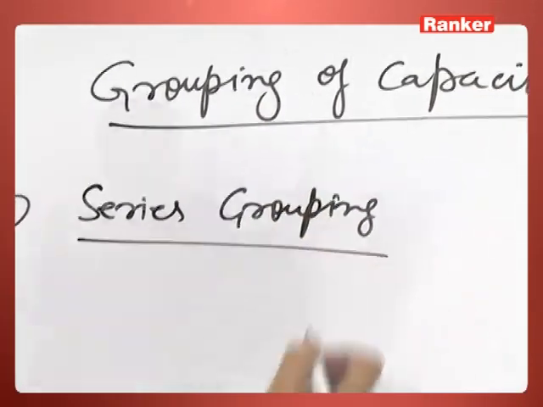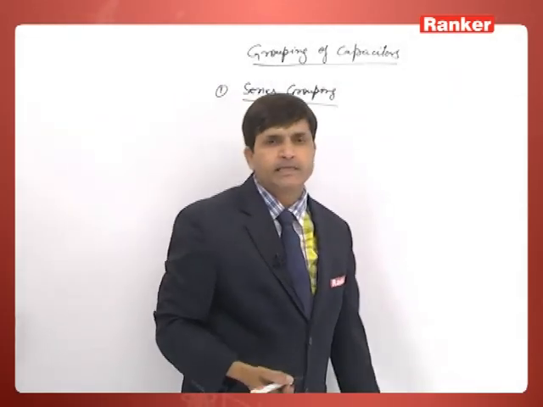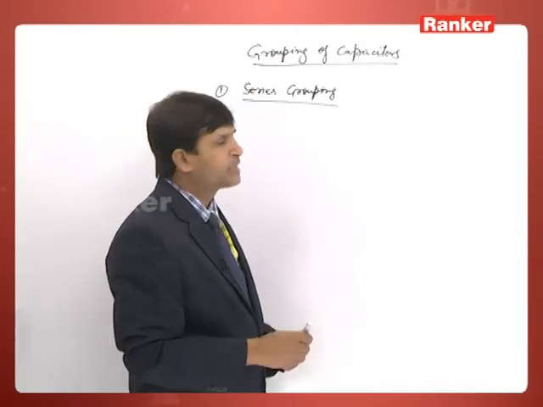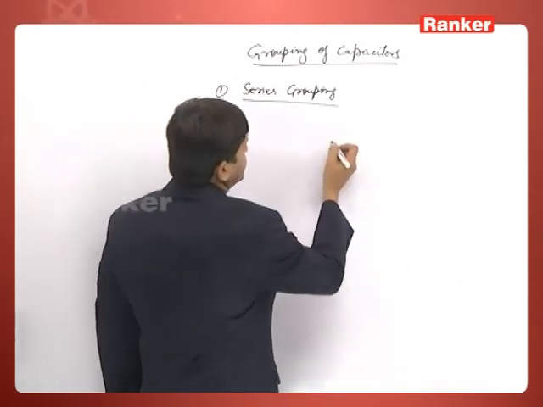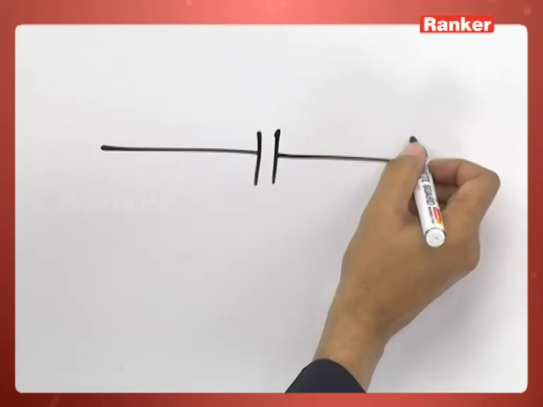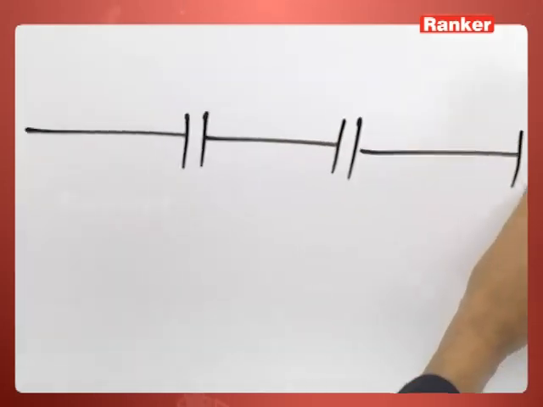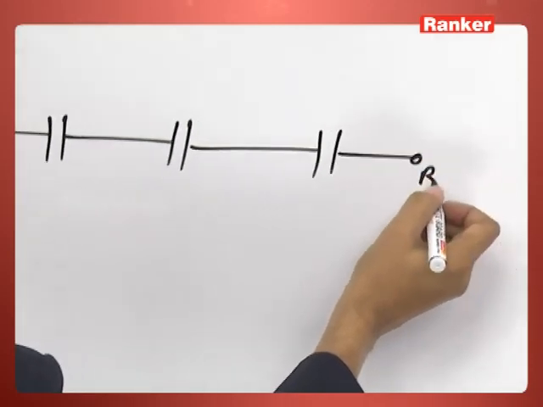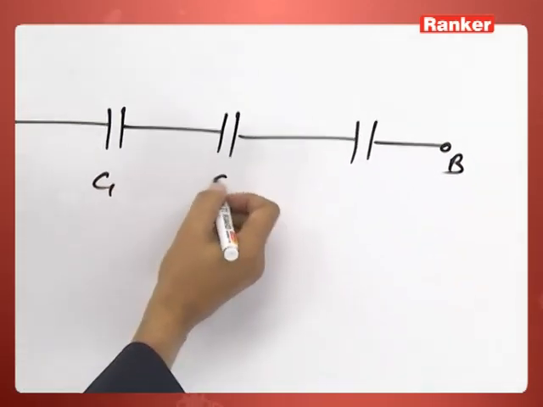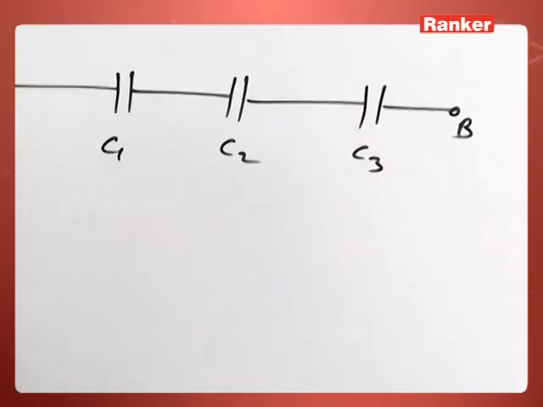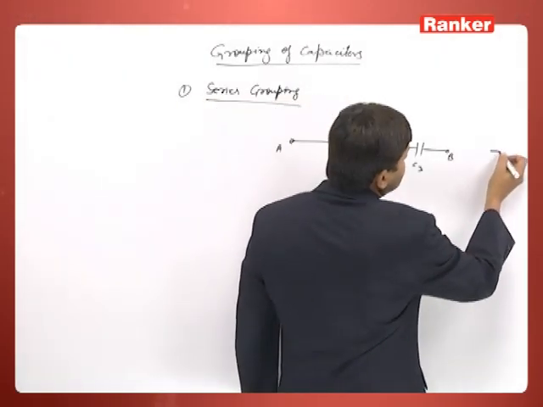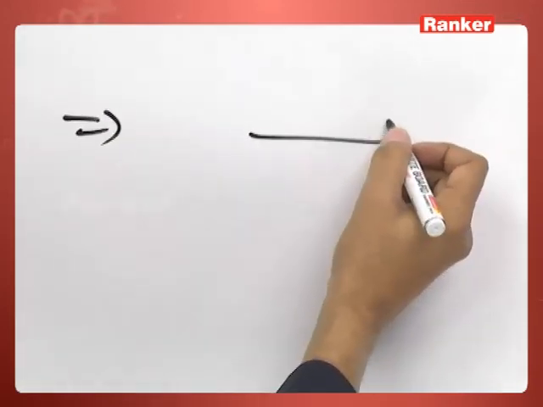Series grouping means all capacitors are connected in such a manner that the charge on each of them is the same, or no branches originate between the two capacitors, like this. Suppose these are your 3 capacitors. A and B are the points across which these capacitors are connected, and we want to replace these 3 capacitors with a single capacitor.